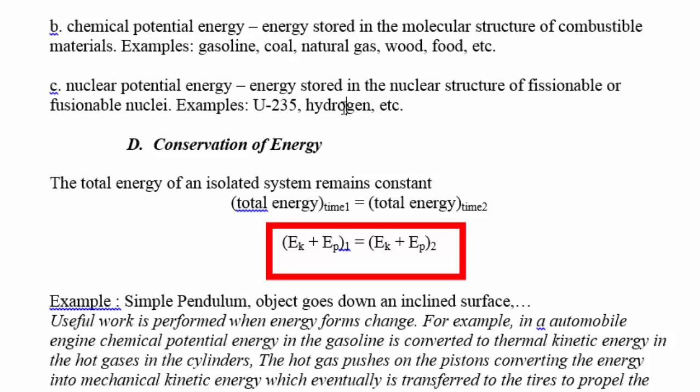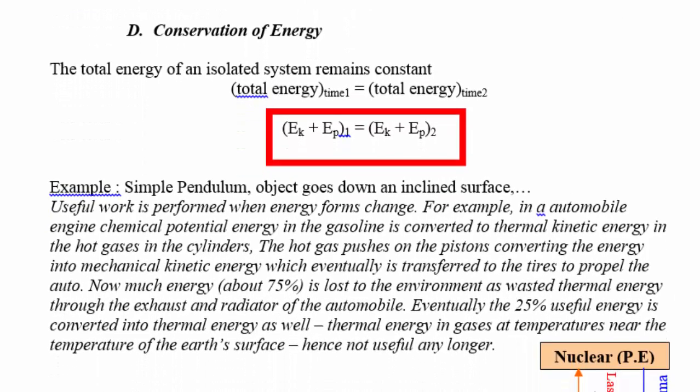Fusion actually takes place inside the sun, where hydrogen will fuse, forming helium, and in the process they liberate part of the energy stored in the nuclei of hydrogen. So that was an introduction to the two types of energy, kinetic and potential, and the multiple subcategories within each of those major categories. Now, how about conservation of energy?